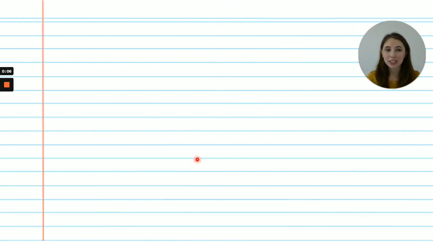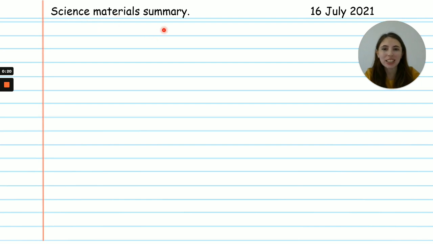Okay, so I hope that you have your pencil, ruler, and your paper. So let's start writing. So first at the top, right here, write down science material summary and today's date, 16 July 2021. Okay, so for this, you can also write your name, number, and class right at the top.